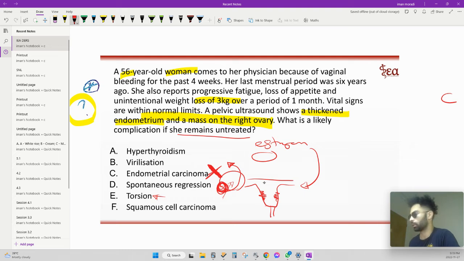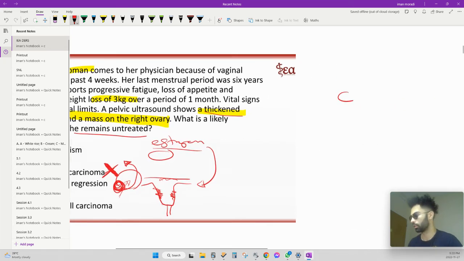But uniquely, we have thickened endometrium, and I think that's maybe what clues you into what the question is looking for: because of the high estrogen, we have an increased risk of endometrial carcinoma, right? But the reason I didn't like this question is because I thought torsion is also an answer.